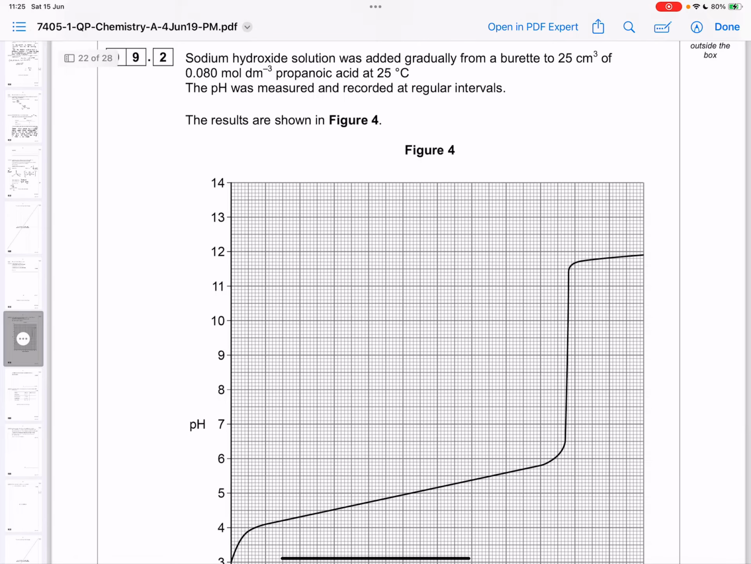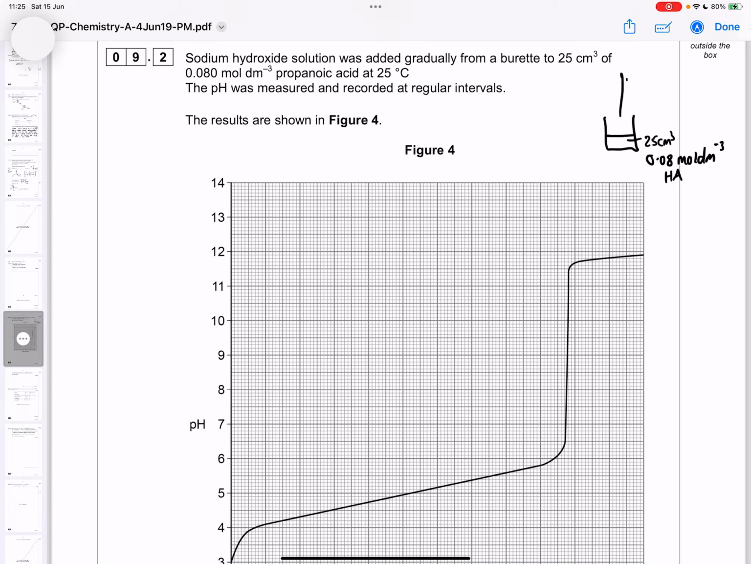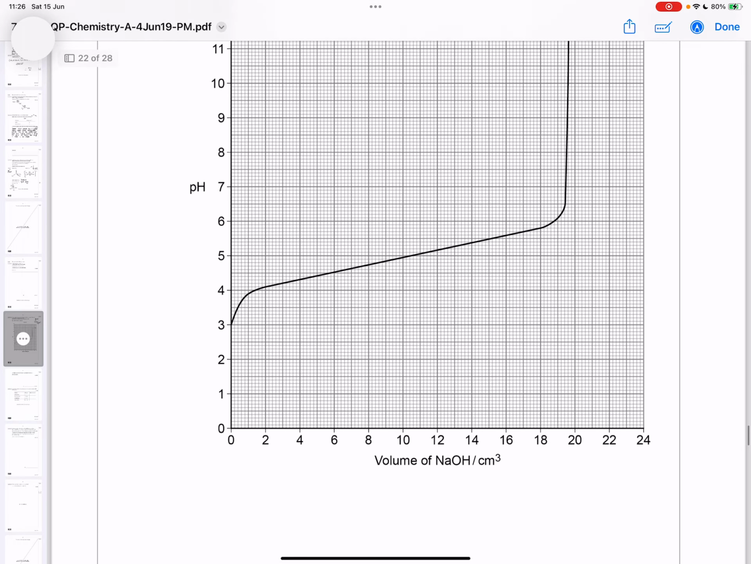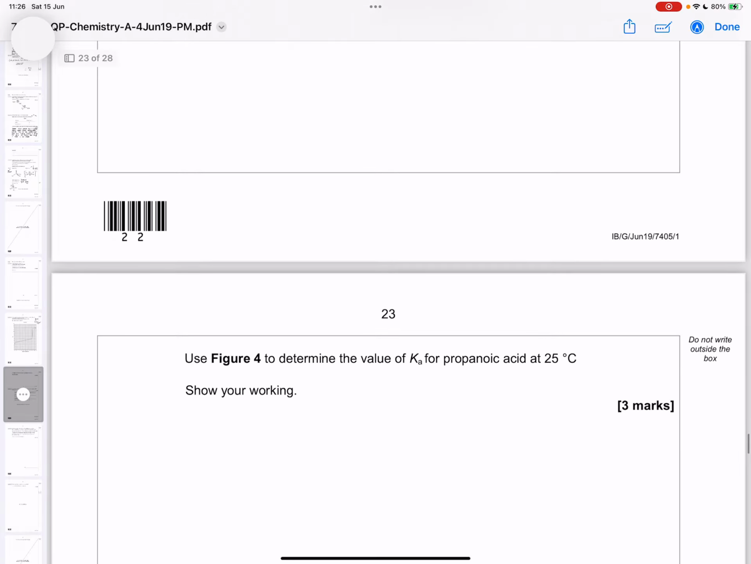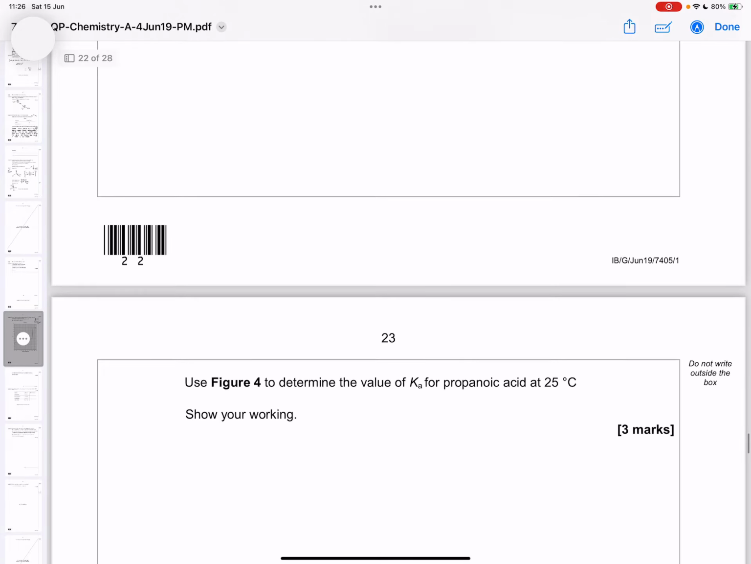Now the next part of the question says sodium hydroxide solution was added gradually from a burette. So we've got in a beaker here 25 centimetres cubed of 0.08 mole per decimetre cubed of our weak acid propanoic acid HA, and we're adding sodium hydroxide from a burette, and we're getting values shown in this graph here. They're measuring the pH. Use the value, figure 4 to determine the value of Ka.